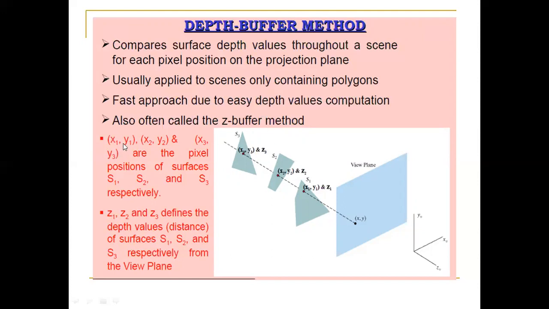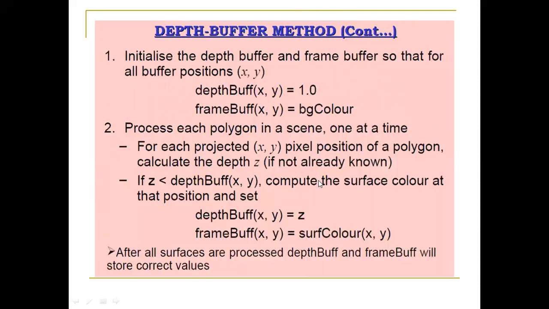Here you can see we have x1, y1, x2, y2 and x3, y3 as the pixel positions of the surfaces S1, S2 and S3 respectively. And I have z1, z2 and z3 which define the depth values of the surfaces S1, S2 and S3 respectively from the view plane. How far these surfaces are from the view plane is what we mean by depth values.